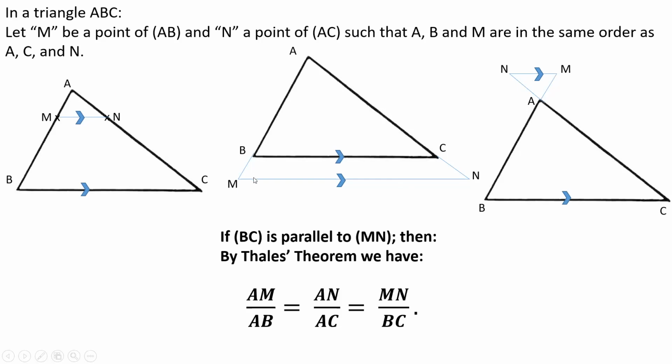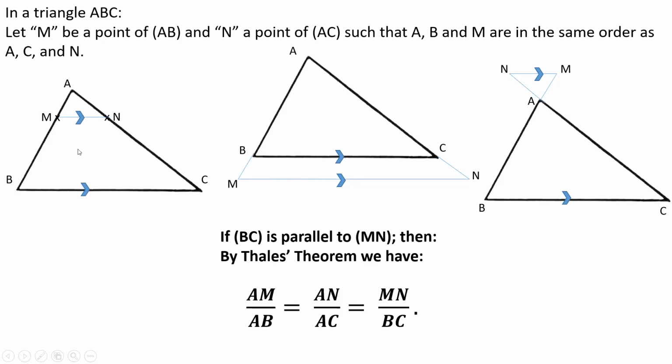After placing M and N, I join MN with a line. So I have now MN parallel to BC. Also here, MN is parallel to BC. Since MN and BC are parallel, we can use Thales theorem. To be able to apply Thales theorem, I should have two parallel lines. This is the condition to apply Thales theorem. We only apply it if we have two parallel lines.